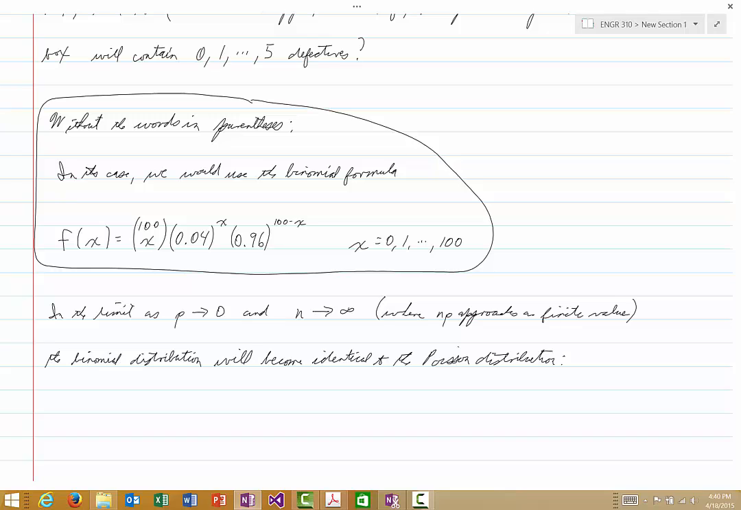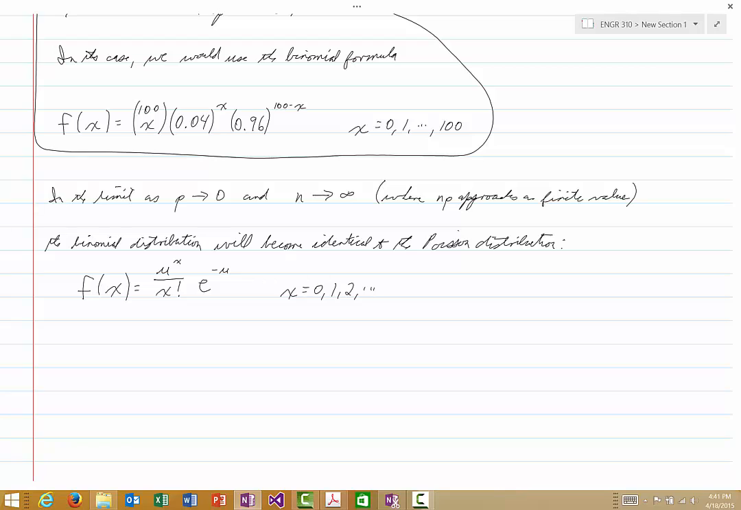And the Poisson distribution is given by little f. The probability function for the Poisson distribution is given by little f of x is equal to mu to the x power over x factorial times e to the minus mu power, where x can be 0, 1, 2, ... We don't put an upper limit on here because remember we're thinking of n as approaching infinity.